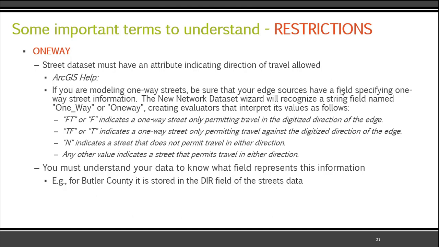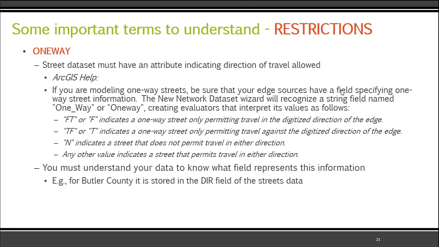So here you have to know the digitized direction of your lines in order to properly model one-way traffic flow. If it has an FT or an F, that means the one-way on that street allows traffic to flow in the digitized direction of the edge. If you have a TF or a T, you're only permitted to travel against the digitized direction, so from the to node over to the from node, kind of backwards along the digitized direction. And in those fields, N indicates that you can travel either direction.